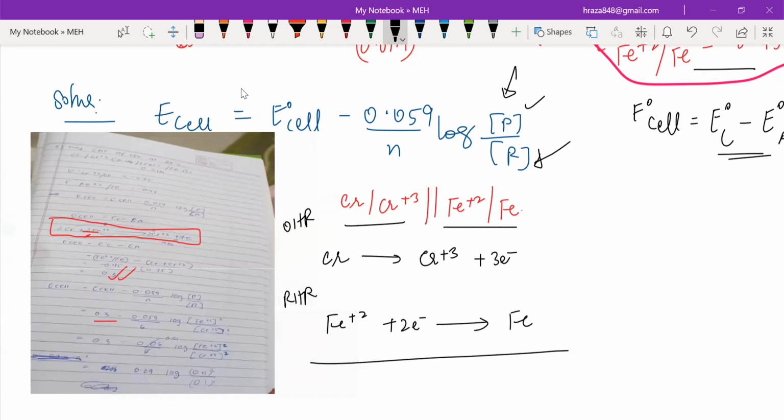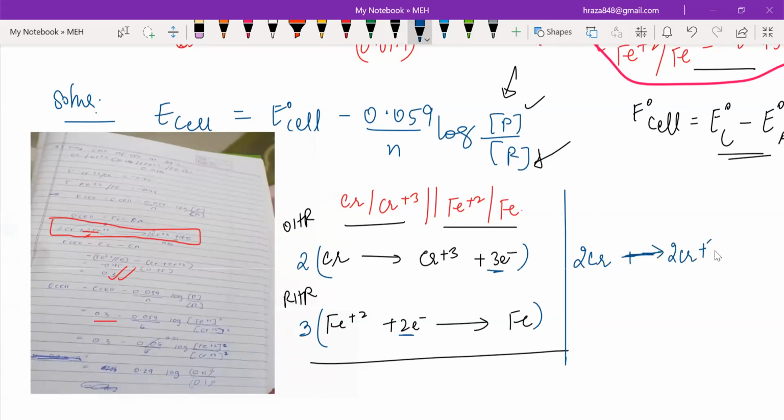Now what I told you, whenever the number of electrons is varying, then you are going to make it equal. So this is 2, so you are going to multiply it by 2, and this is 3, so I'm going to multiply it by 3. So what you will be getting is 2Cr arrow 2Cr plus 3 plus 6 electrons, and here it will be 3Fe plus 2 plus 6 electrons. Now the electrons are equal.